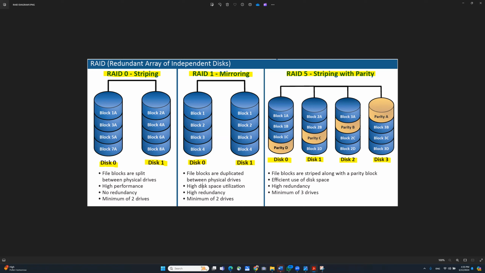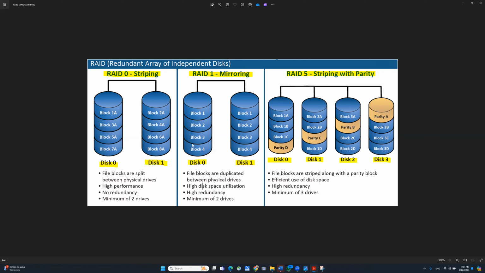So again, we're talking about RAID 0, striping. You have a minimum of two disks, disk 0 and disk 1. You have a part of the data on one disk and the other part on the second disk. So you're not copying or mirroring the data on both disks. The file blocks are split between the physical drives. The benefit is that a lot of people use RAID 0 because of high performance. It's speed, fast. Again, there's no redundancy. If one drive fails, you lose all your data. The minimum requirement for RAID 0 is two drives.